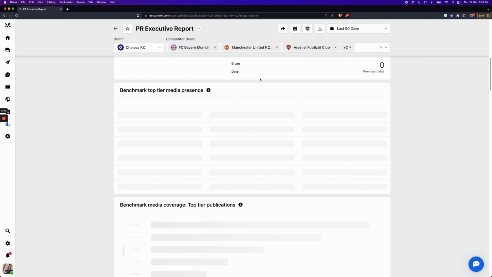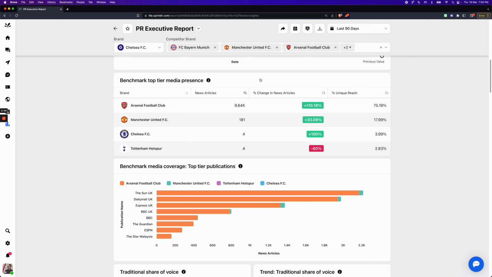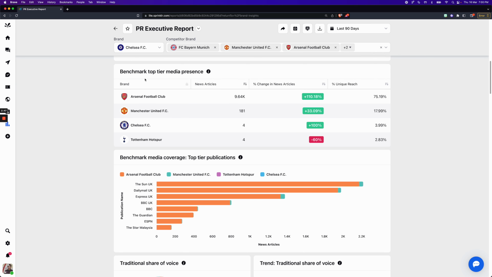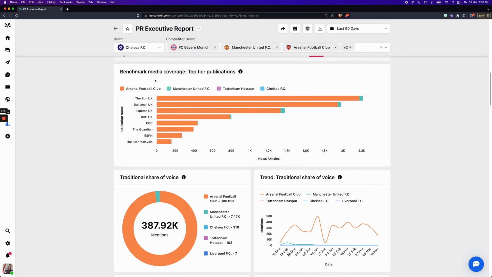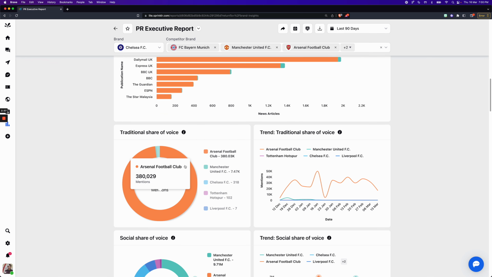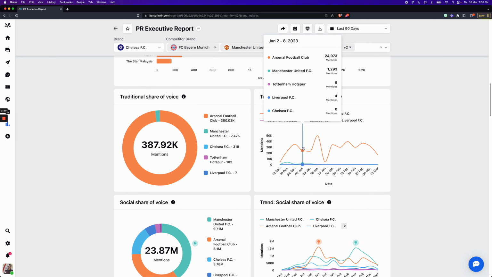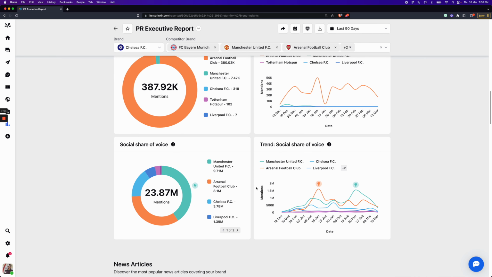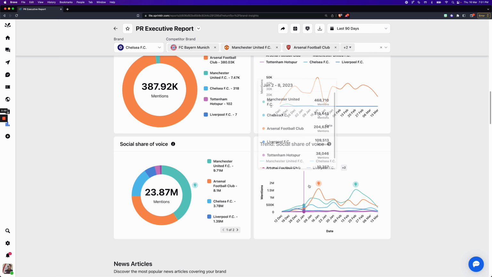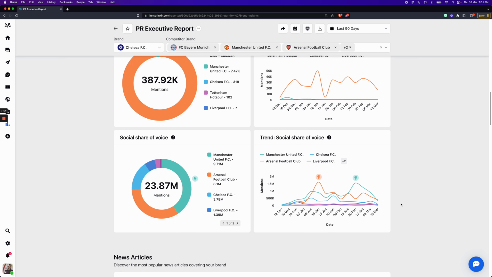The widgets take a little bit of time to populate because the data is being pulled from different sources. So here you go. It's showing that Arsenal has the highest media presence. You can benchmark media coverage by different news agencies. You can see the traditional share of voice and the trends of share of voice. This is on social, and this is the trend of share of voice on social.